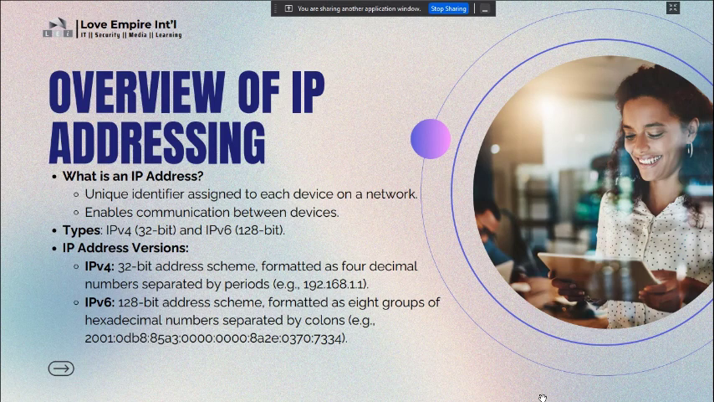Then IP version 6 is 128-bit. That means it will be formatted into 16 decimal numbers, right? 8 decimal numbers rather, not 16. 8 decimal numbers, and each of the numbers is hexadecimal and separated by colon instead of dot, unlike IP version 4. IP version 6 is separated by a colon, not dot.